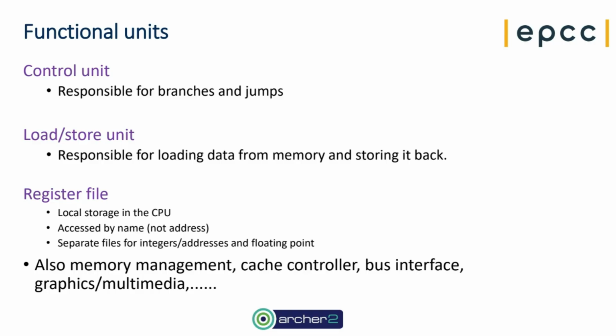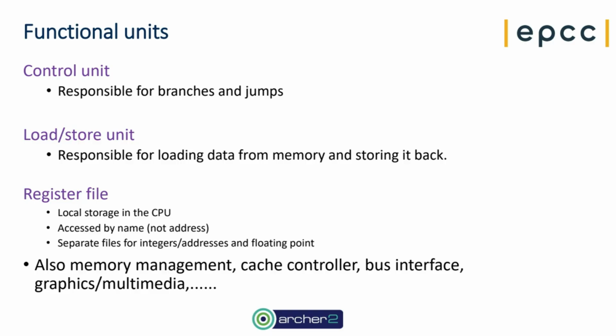What other things do we have? A control unit. That's responsible for executing the branches and jumps. So if the instruction stream wants to change from just executing the next instruction in sequence, wants to go somewhere else in the code, the control unit is responsible for that. Then we have a load store unit. That's what's responsible for loading data from memory and storing it back again.